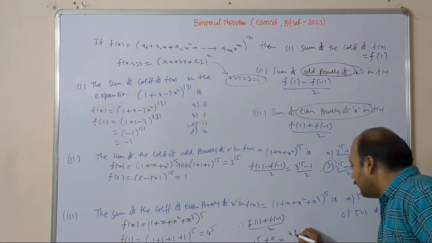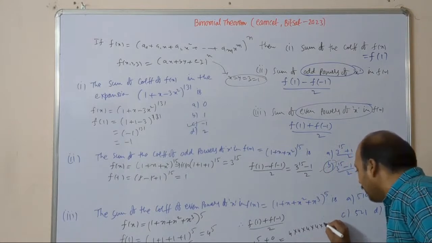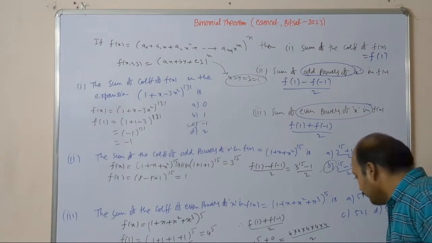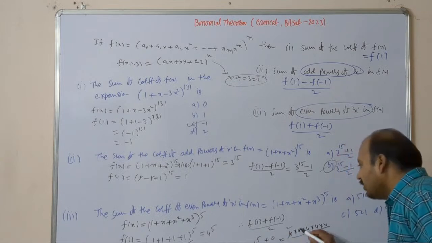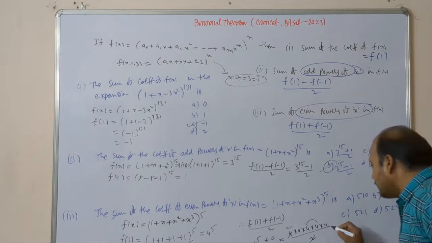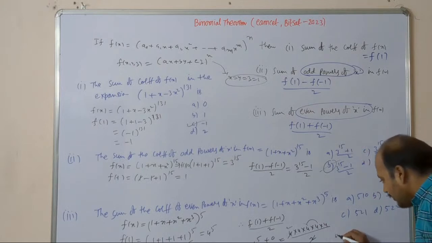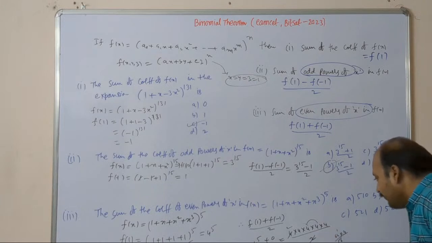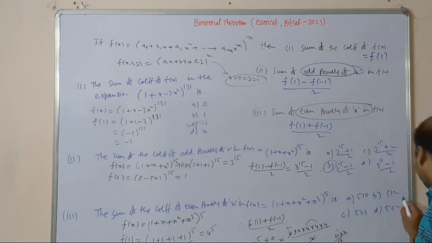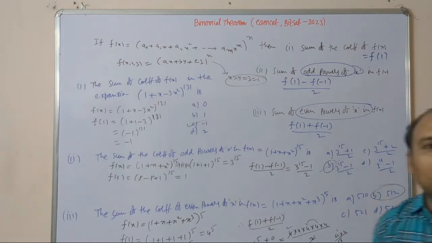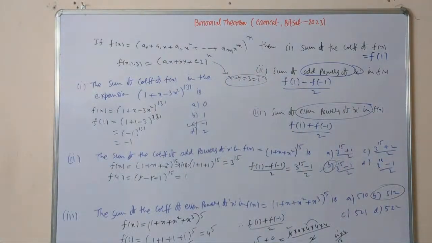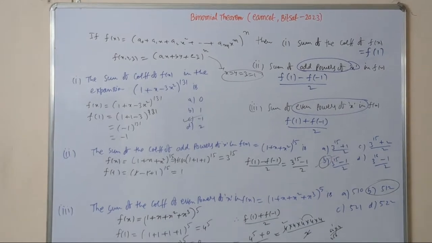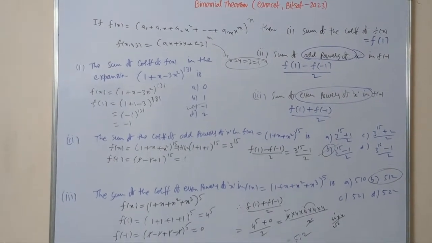So 4 into 4 into 4 into 4 into 4, by 2. So 2 fours are 16, 64, 64 into 4 is 256, 256 into 2, so 512. So 512 is there in the options. I hope you understand. Not only this category of questions, I will explain more, dear students. Please keep on watching. I will give you different problems.